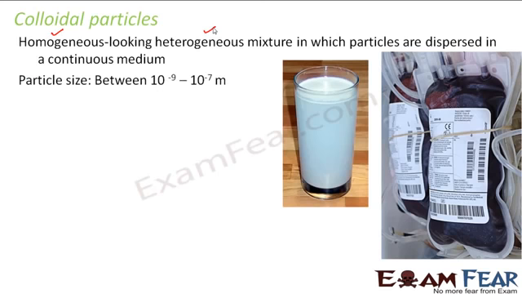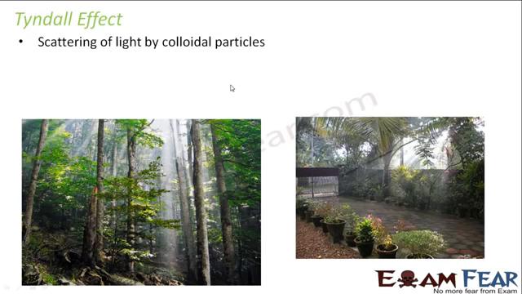The particles which are present in these colloidal solutions are called colloidal particles, and the size of the particles is extremely small. It is in this range, 10 to the power minus 9 to 10 to the power minus 7 meters. So it is that small. Now that we know what are colloidal particles, it will be very easy for us to understand Tyndall effect. Tyndall effect is scattering of light by colloidal particles, that means by extremely small particles.